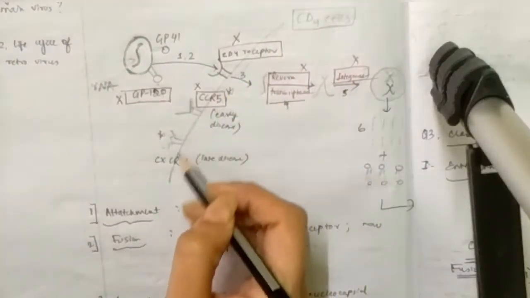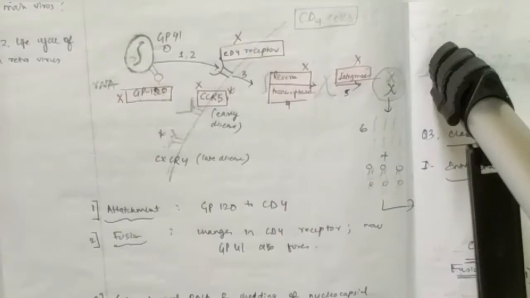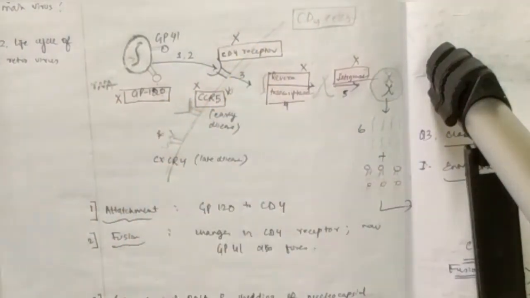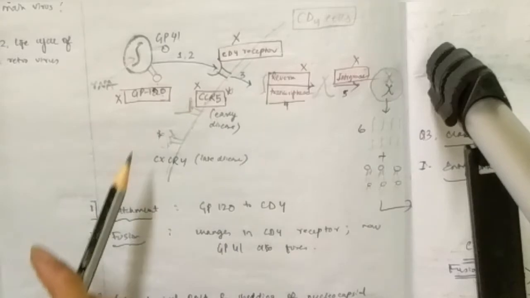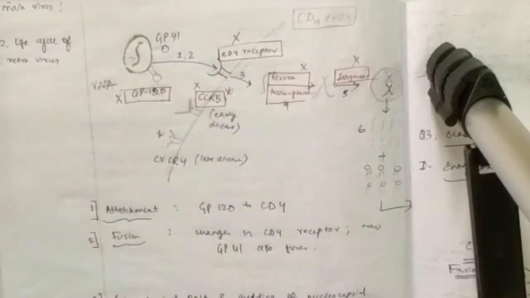This is the cell membrane of a CD4 cell. CD4 cell is the target of the HIV virus, isn't it? On this cell membrane, you have three receptors. See carefully: CD4 receptor, CCR5 receptor, and CXCR4 receptor. Three receptors are there, 1, 2, 3.